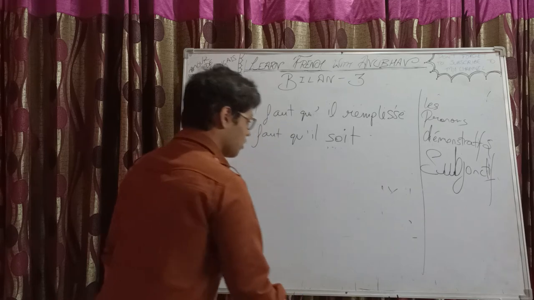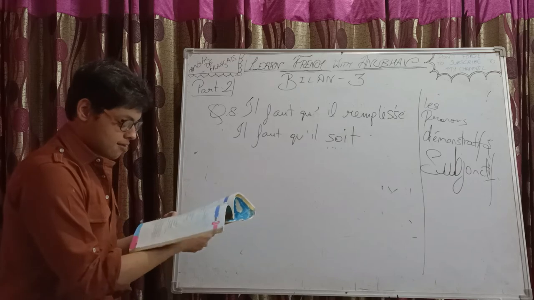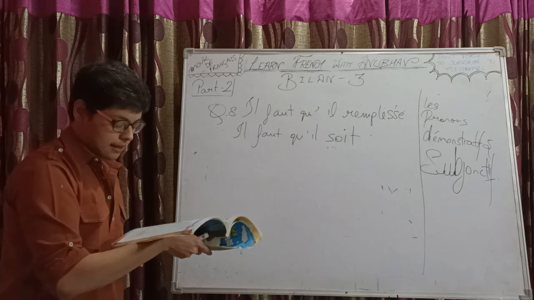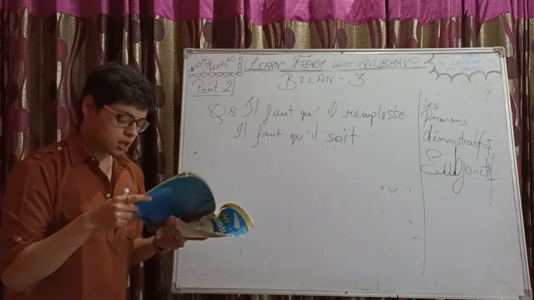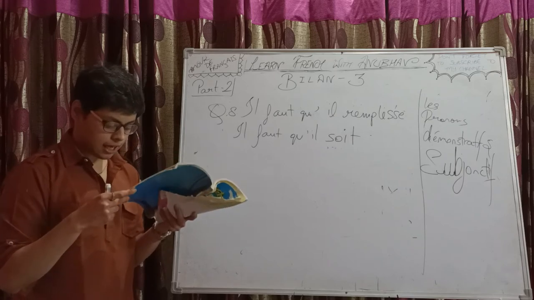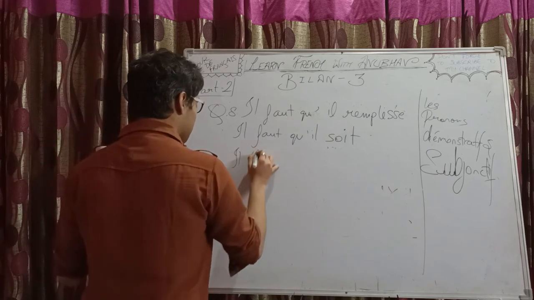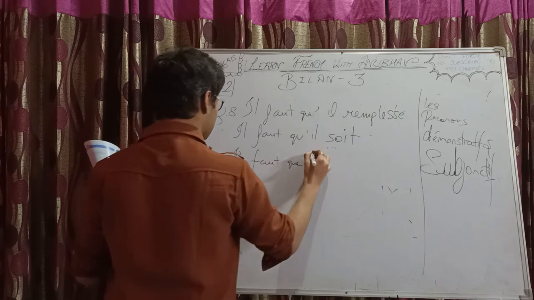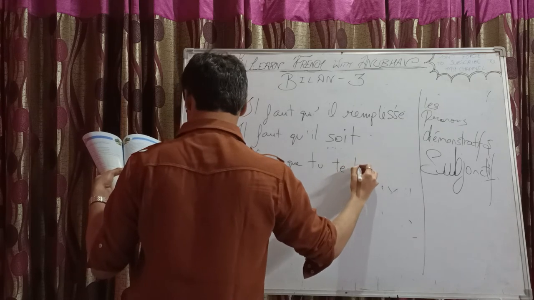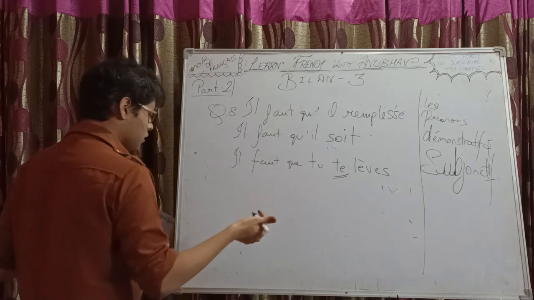Next, what do we have? Tu dois te lever de bonne heure. Sa maman lui dit, okay, so his mother said to him, tu dois te lever. You must wake up at the right time, okay? So tu dois te lever. So it should be what? Il faut que tu te lèves. Of course, you can't miss the pronoun, like it's a pronominal verb, so lève.